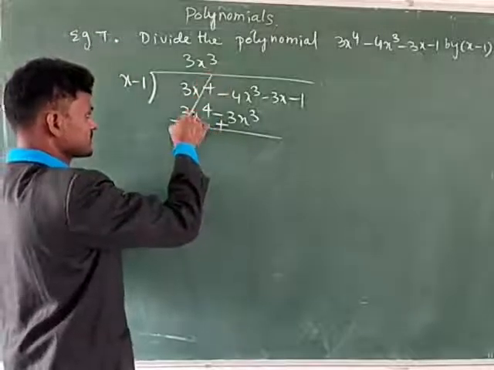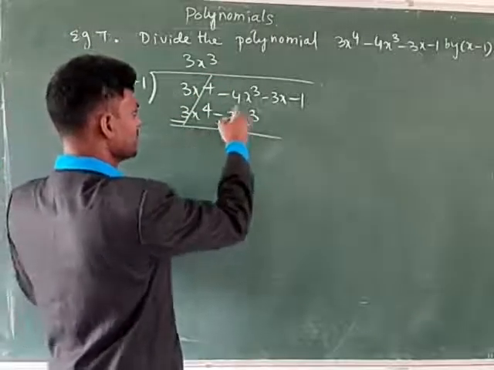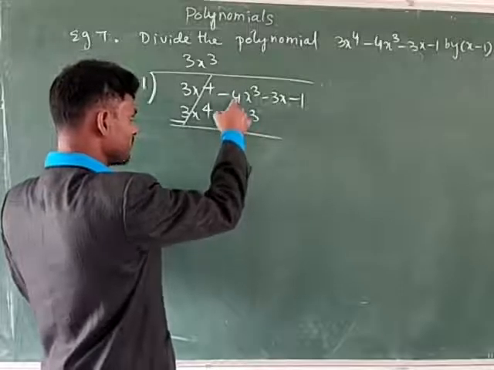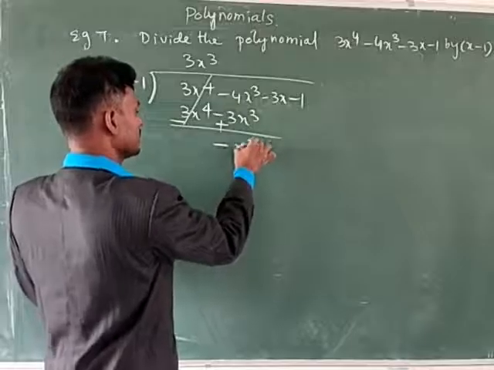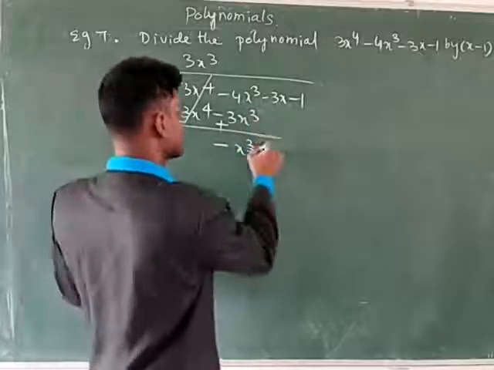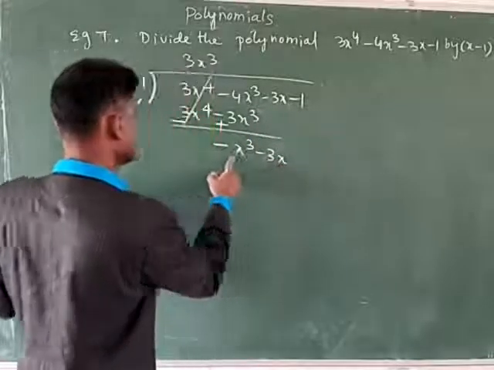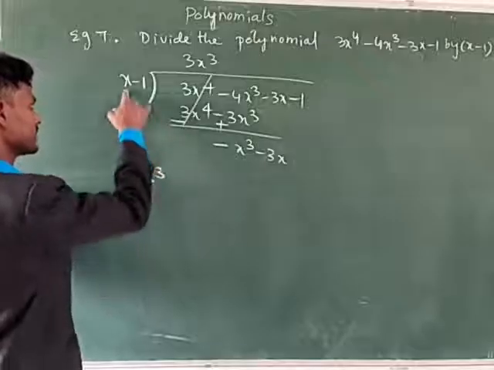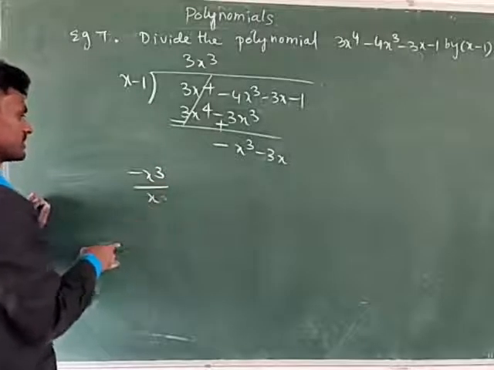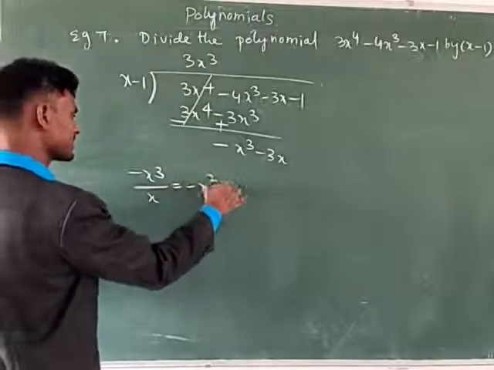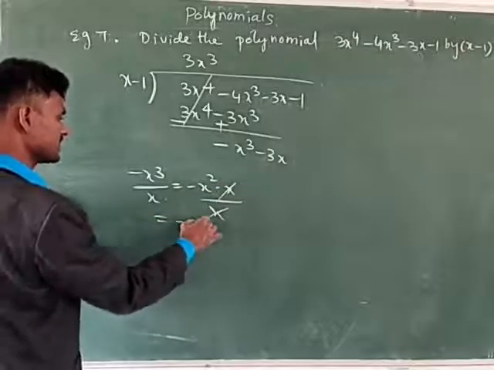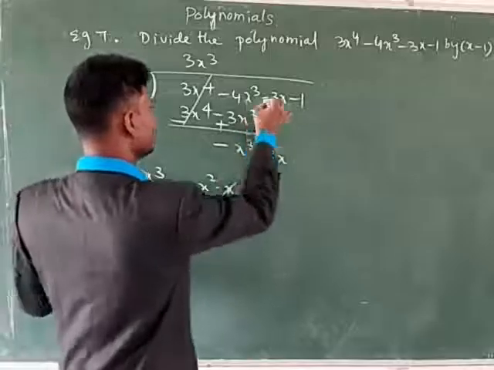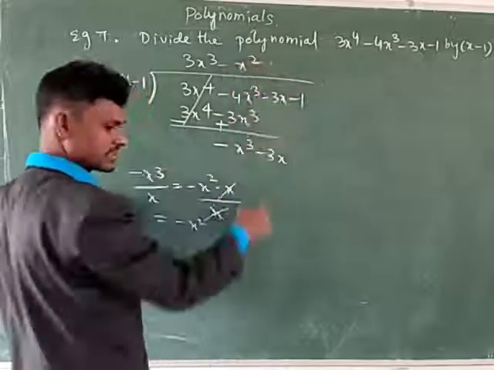This one cancels, plus minus cancel, same times. Here minus 4 times, here plus 3 times, then minus 1 time x cube. Now you have to write here 3x, here minus x cube. Again you have to divide by this x first term, then write this one as minus x square into x by x. One x cancels, then you have to multiply it by minus x square.